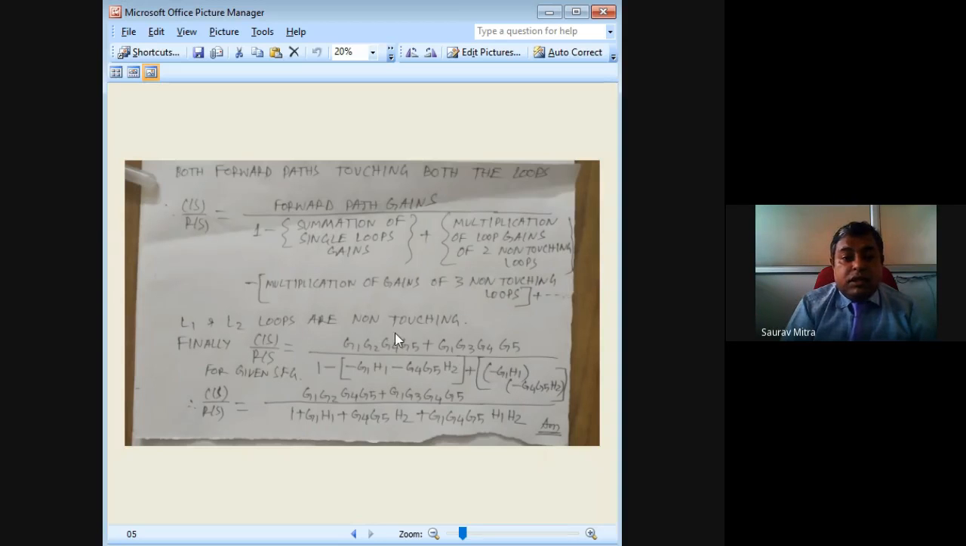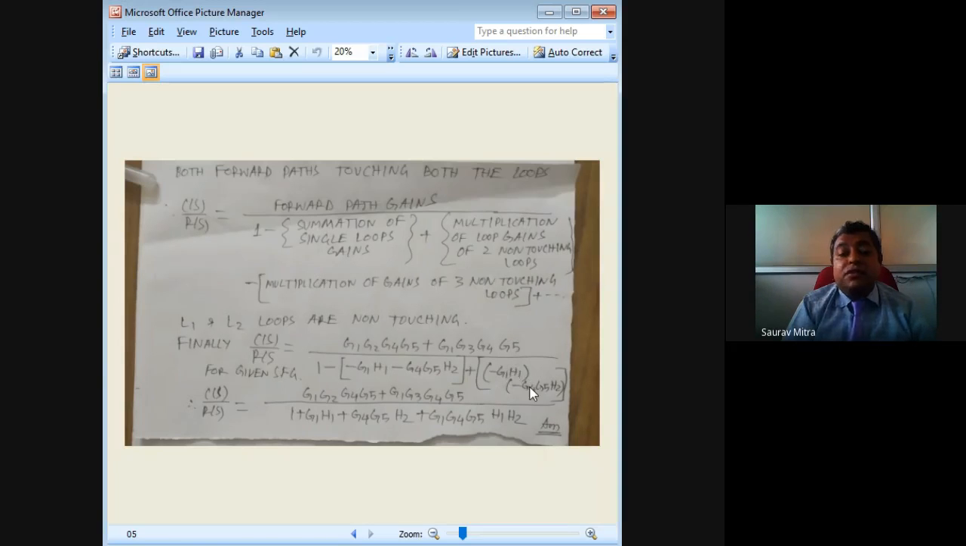Okay, so overall, if you are writing C(s) by R(s), first is the addition of all the forward paths. So G1 G2 G4 G5 plus G1 G3 G4 G5. This is the forward path. Denominator: 1 minus single loop gains, an addition of that with symbol. So minus G1 H1 is one loop, minus G4 G5 H2 is the other loop. So 1 minus of these two things.